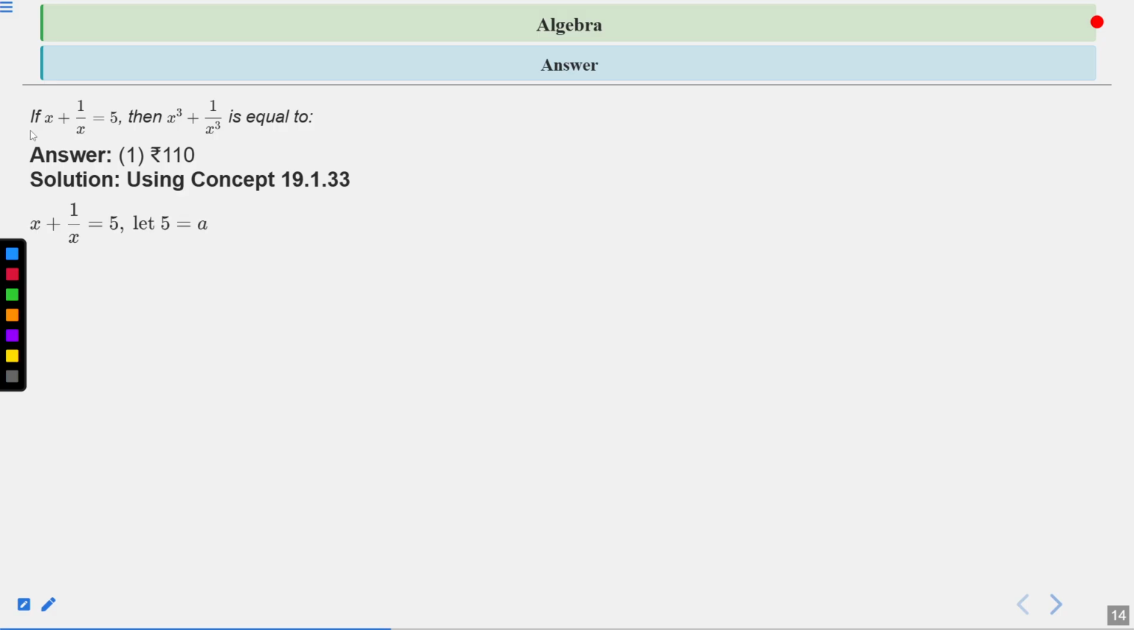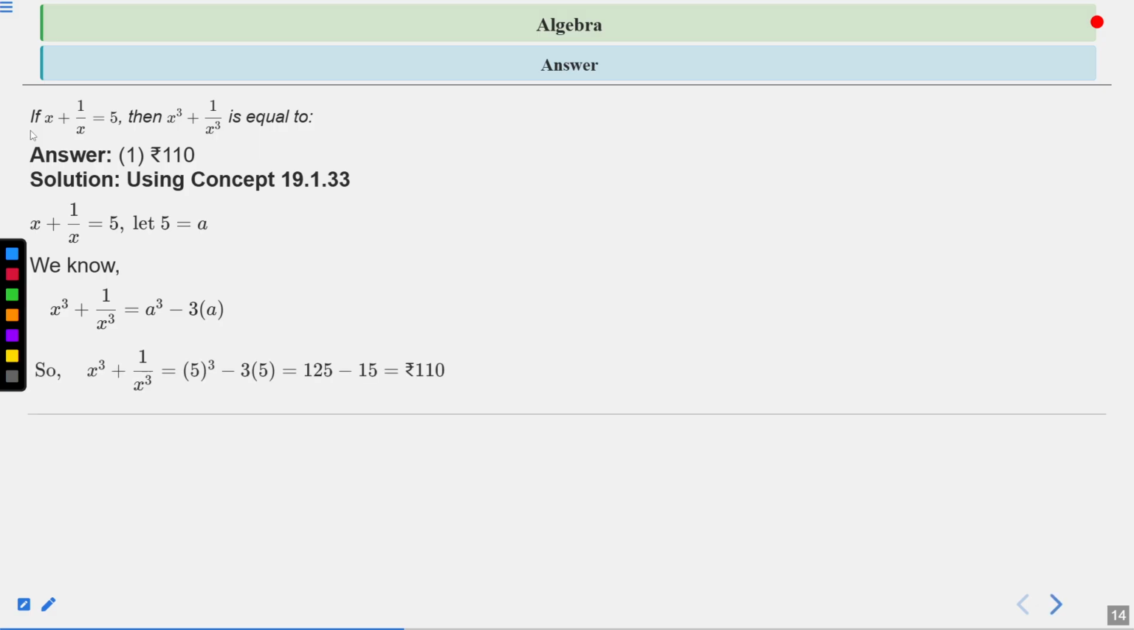It is given that x plus 1 upon x equals 5. So let 5 be a. We know that if x plus 1 upon x equals a, then x cube plus 1 upon x cube is a cube minus 3a. Just putting the value, x cube plus 1 upon x cube becomes 5 cube minus 3 times 5, which is 125 minus 15, which equals 110. So the first one is the correct answer of this question. Next one.